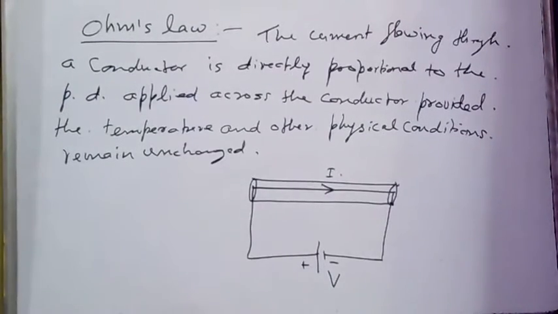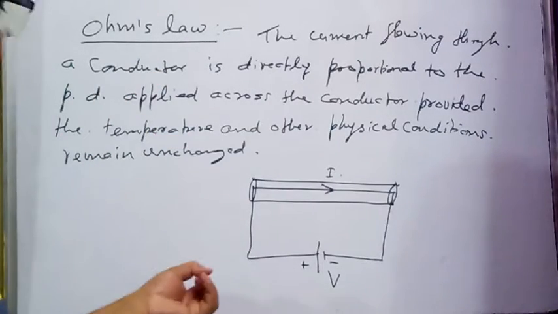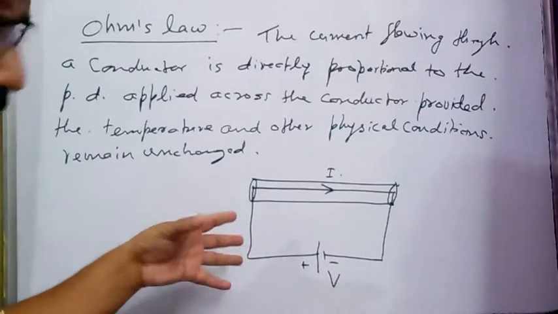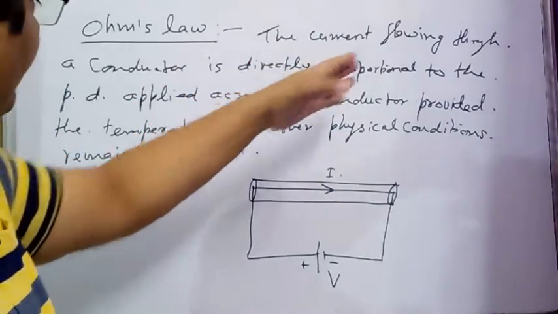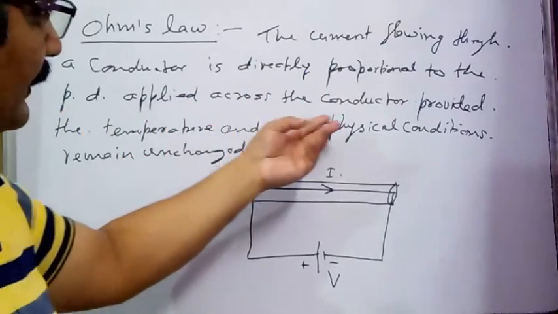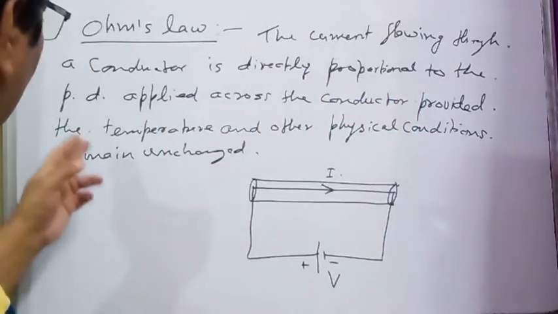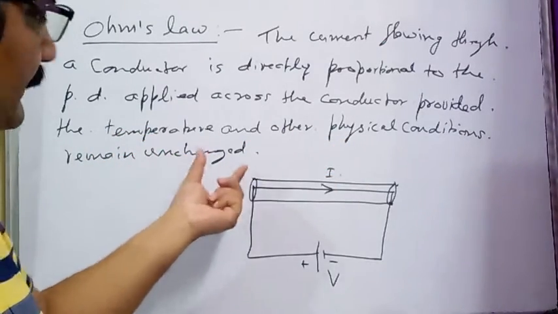Students, in this part of the video, we are going to see what is Ohm's law. You have studied earlier in class 10th what is Ohm's law. According to the statement, the current flowing through a conductor is directly proportional to the potential difference applied across the conductor, provided the temperature and the other physical conditions remain unchanged.